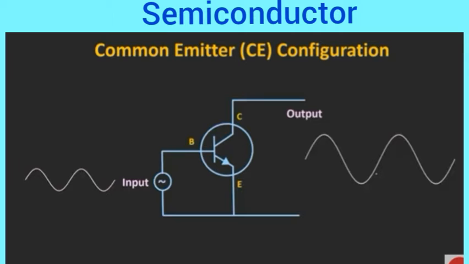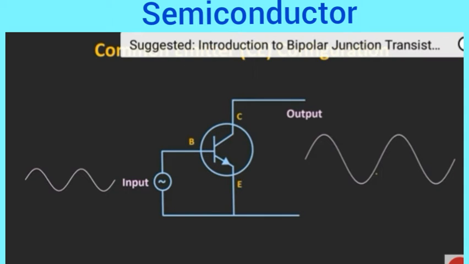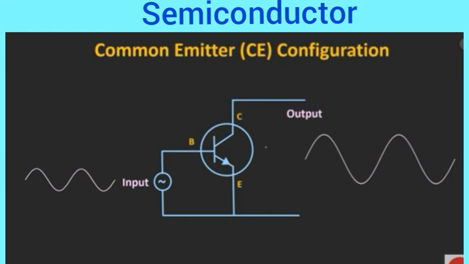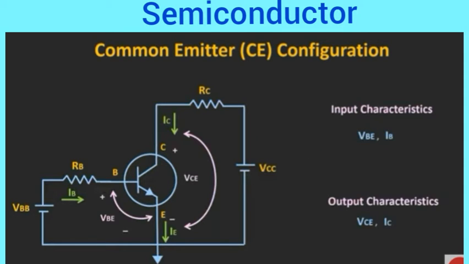Now considering the DC biasing voltages are already applied, if we apply a sine wave between the base and the emitter terminal, then we will get the output between the collector and emitter terminal. In this configuration, to understand the behavior of the device, we need to understand two types of characteristics. One is the input characteristic and the second is the output characteristic. The input characteristic defines the relationship between the base current IB and the voltage VBE. Similarly, the output characteristic defines the relationship between the collector current IC and the voltage VCE.